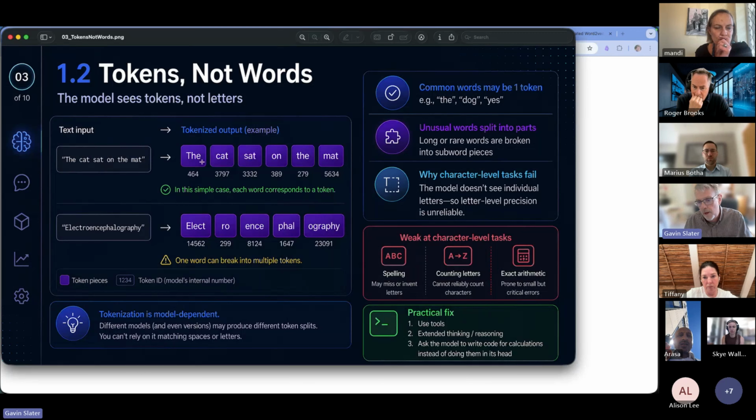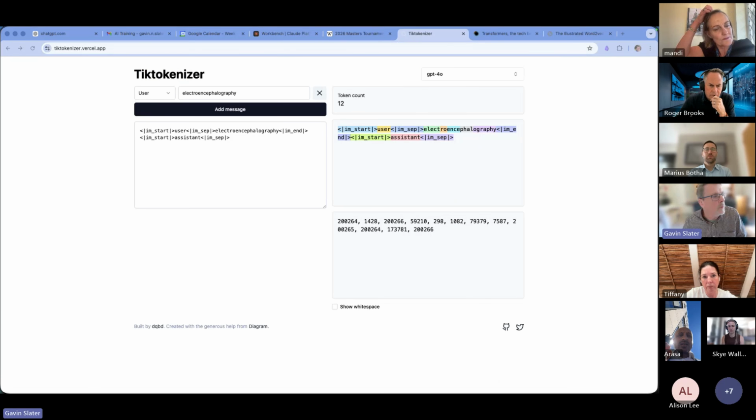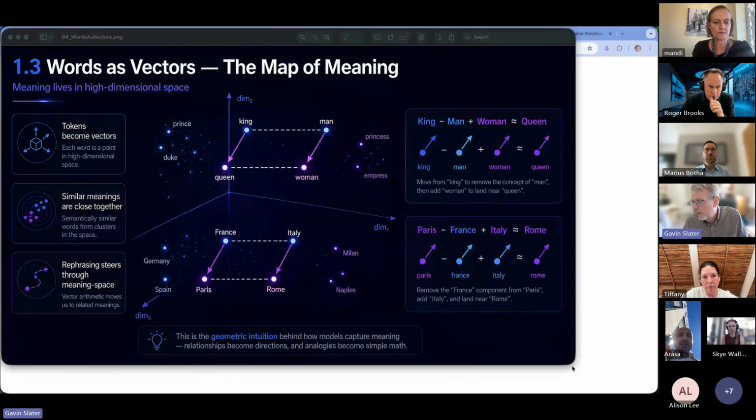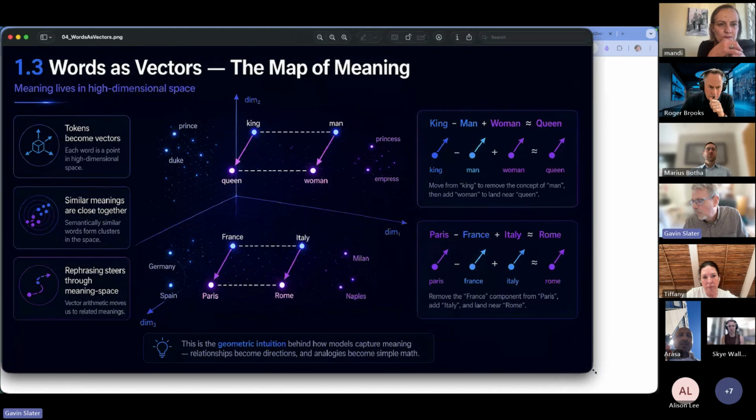Yeah, so we talked about the tokens as words, and common words are one token, unusual words are split into parts. That's why it misspells or invents letters. It can't reliably count characters, and can't do exact arithmetic. And there are some tools we'll see when we talk about hallucinations, for how to avoid it doing that: use tools, or use extended thinking, or ask it to write code for calculations. The next thing we need to understand is, what are these parameters that we're talking about?